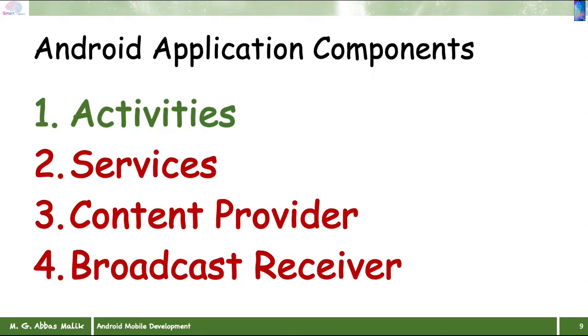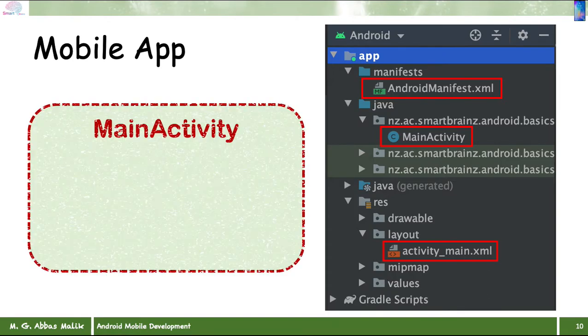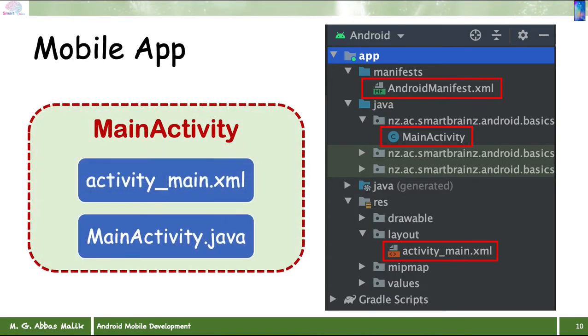Before we jump to user action, these are the application components, and so far we have discussed only the activities. We have activities, services, content providers, and broadcast receivers, but till now we have only covered activities. In our mobile application, the default activity added in our project is the main activity, and of course the Android manifest file, which is more like a settings file. In the main activity we have two files. One is MainActivity.java, which represents the code file, and the other is activity_main.xml, which represents the layout design file.